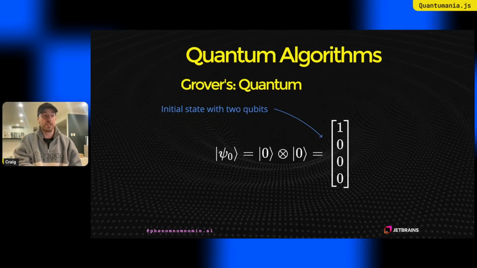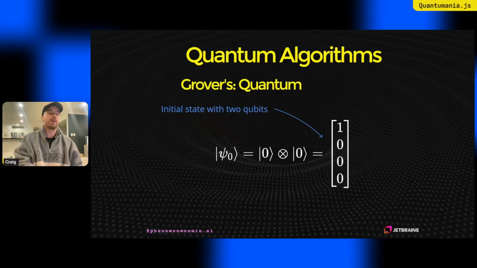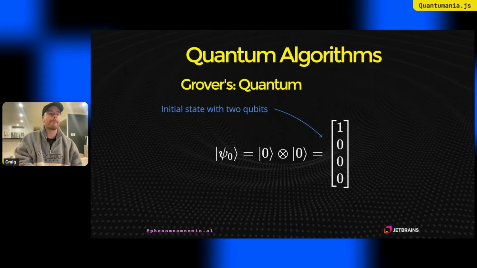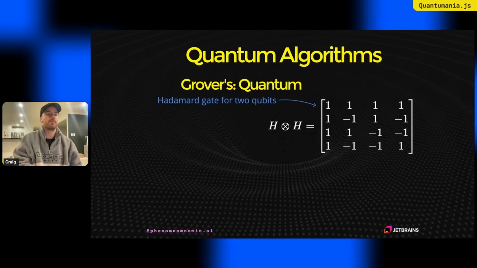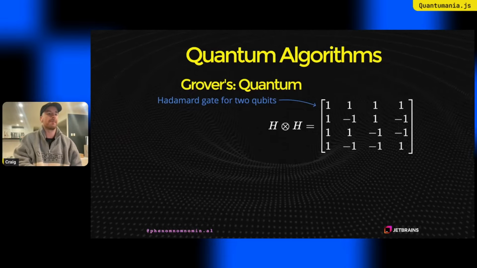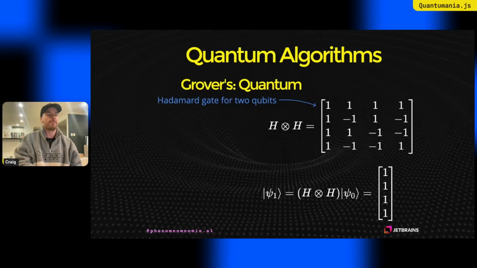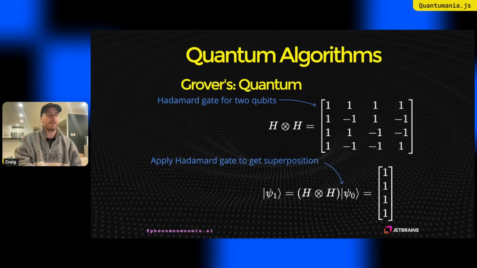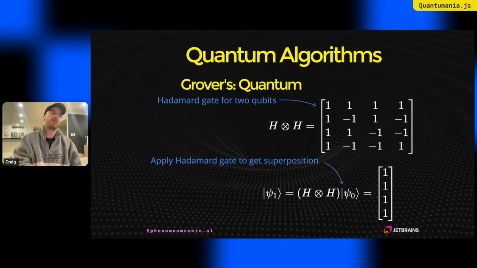But they're in a different initial state than the Deutsch algorithm. So we have 2 0 qubits. We again have the Hadamard gate to apply a superposition, again, where most of the magic comes from. And when we apply that to our initial state, we get this superposition. Everything can happen equally likely.